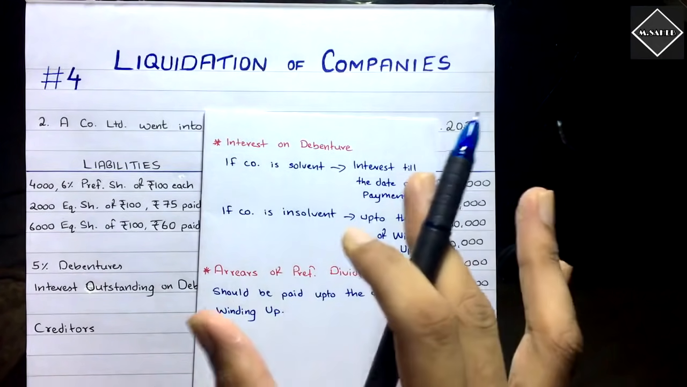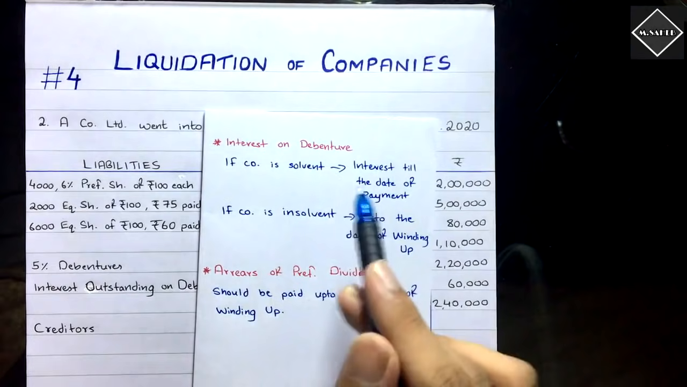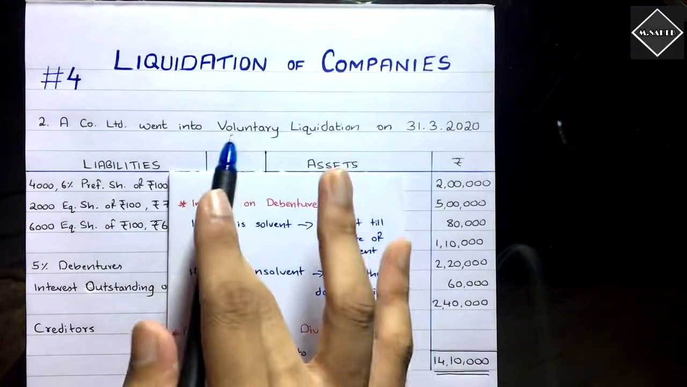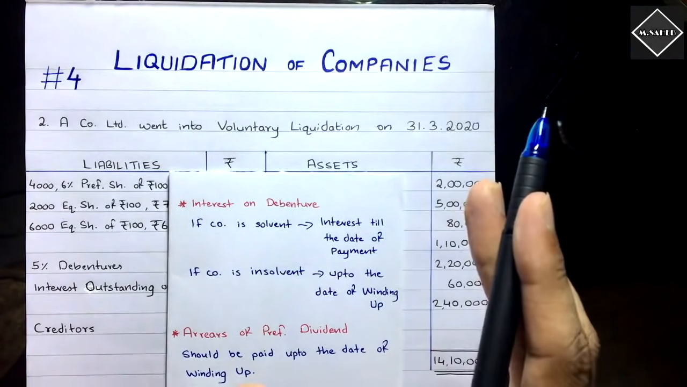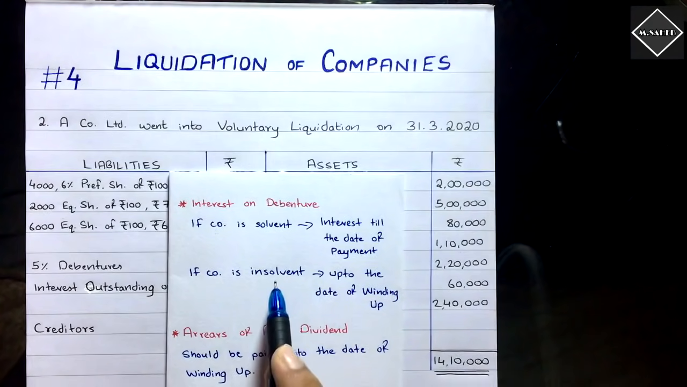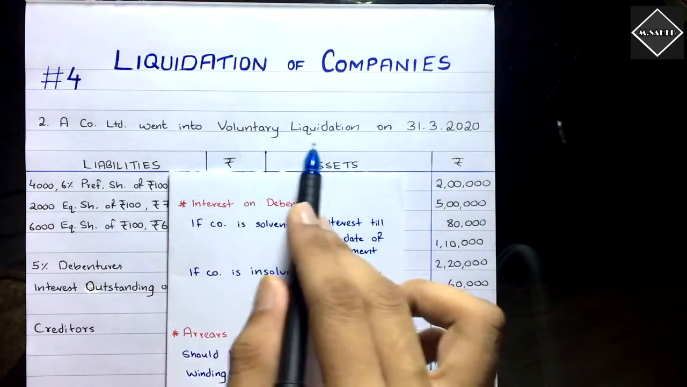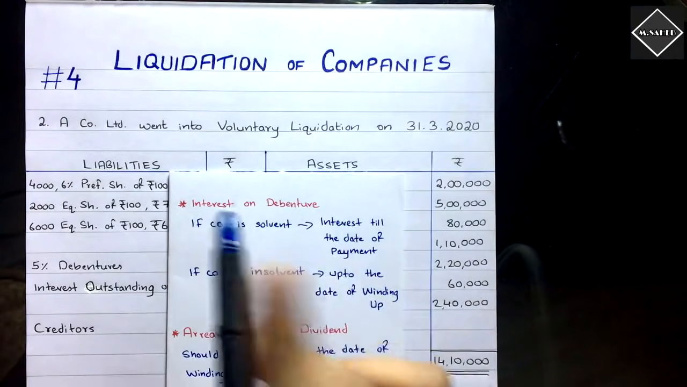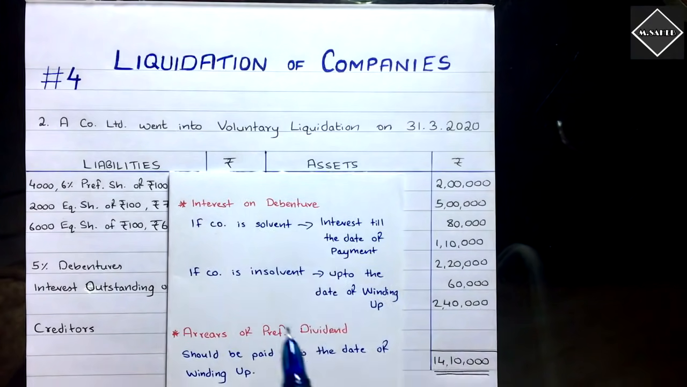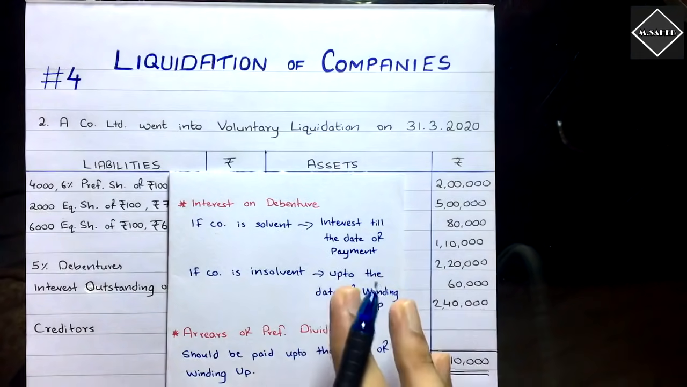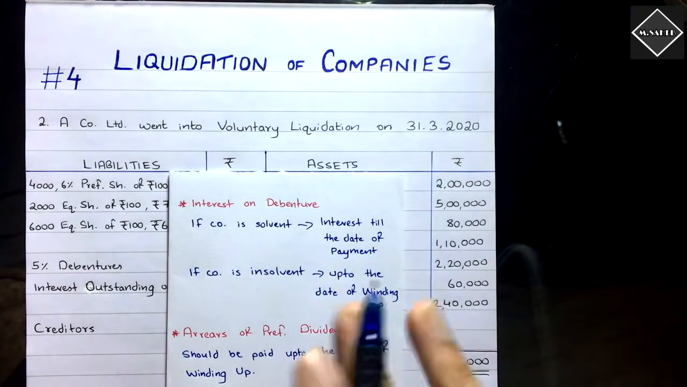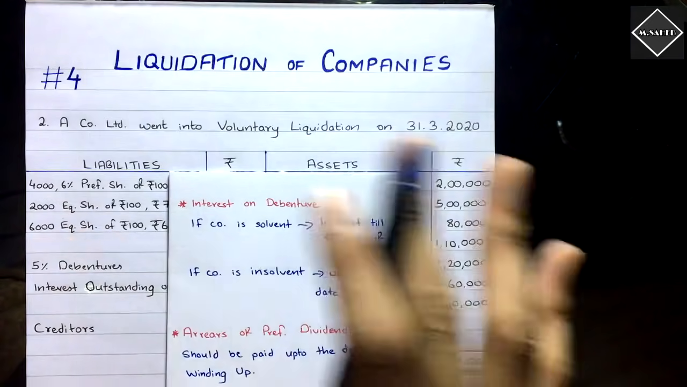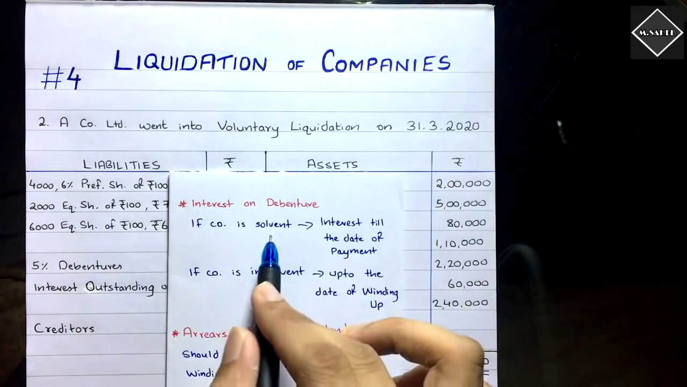And in most of the problems, the company will always be solvent. They will say voluntary liquidation, that means the company is solvent. If the company is insolvent, that's compulsory liquidation. You cannot do voluntary liquidation under the IBC code, the Insolvency and Bankruptcy Code 2016, if the company is insolvent. So almost all the problems will be voluntary liquidation and the company will be solvent.